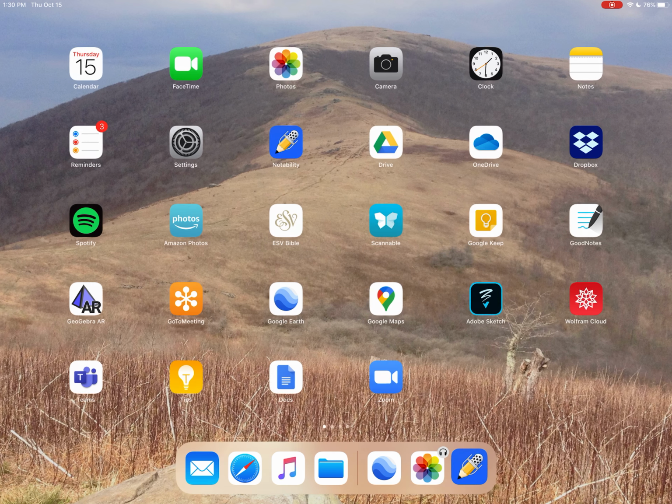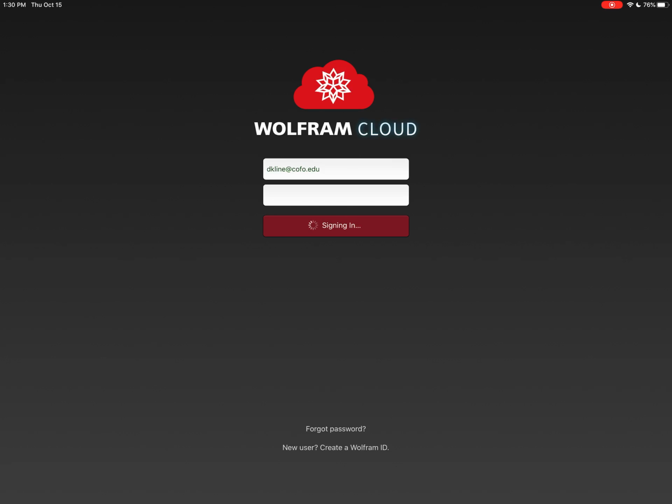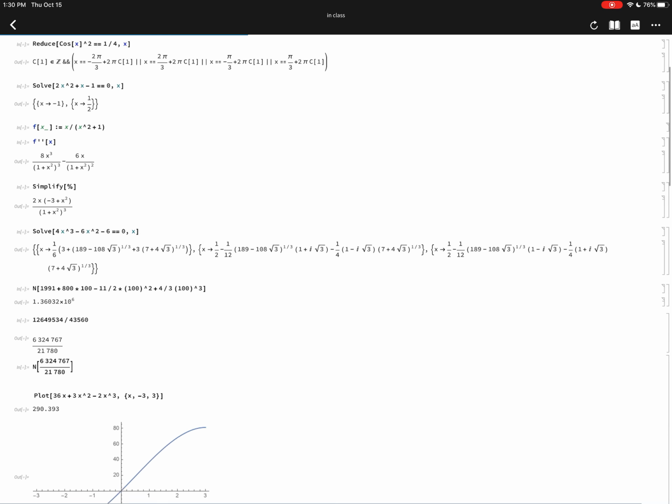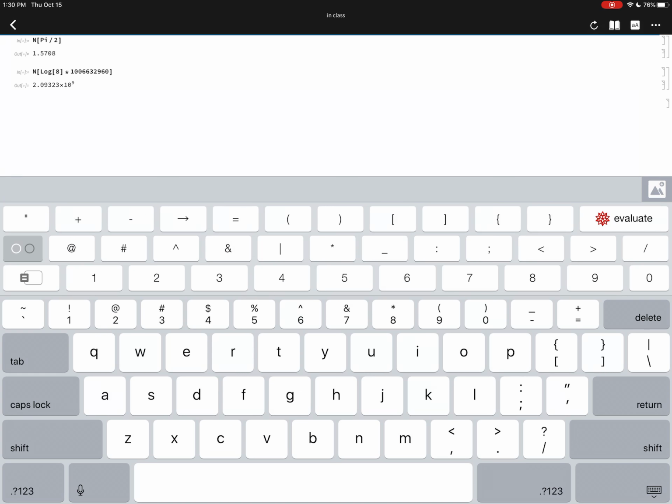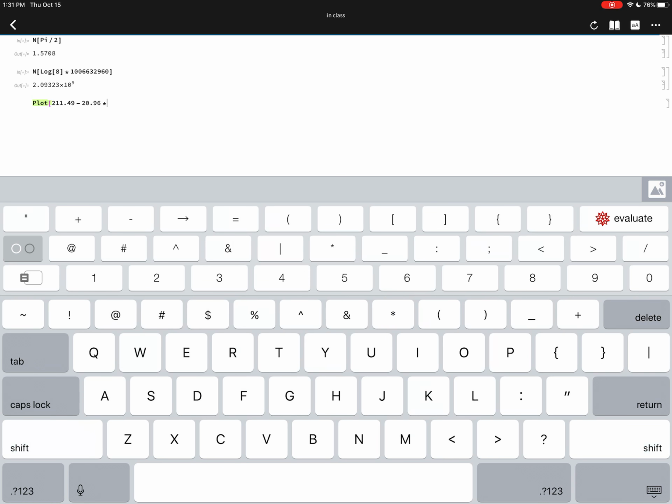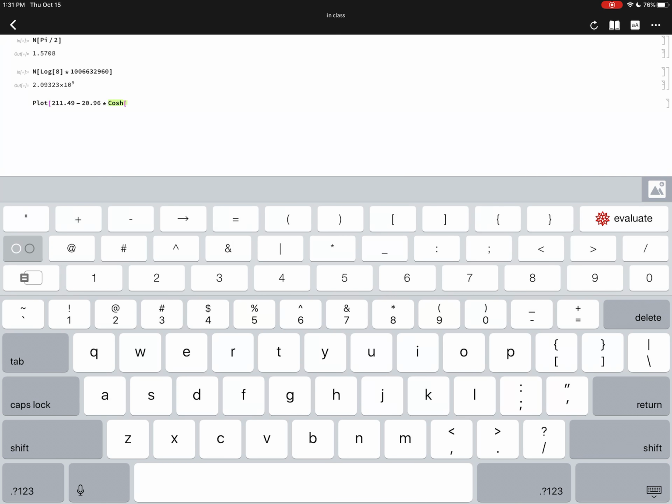Let's switch over to my Mathematica app and see if we can get it to work real quick, if you can hang with me for just a moment. I'm a little bit curious, hopefully you are as well. I need to make a new input cell. Okay, here we go. So let's just say Plot, and our function is 211.49 minus 20.96 times cosh of 0.032911765 times x.